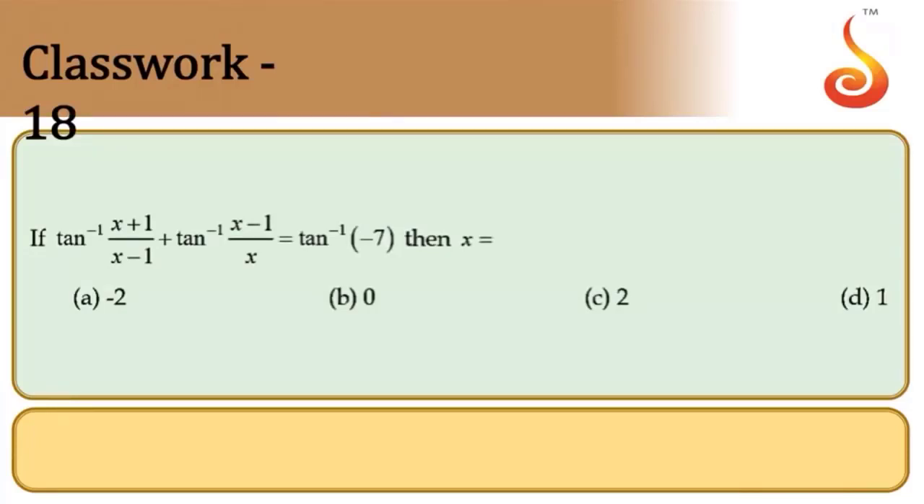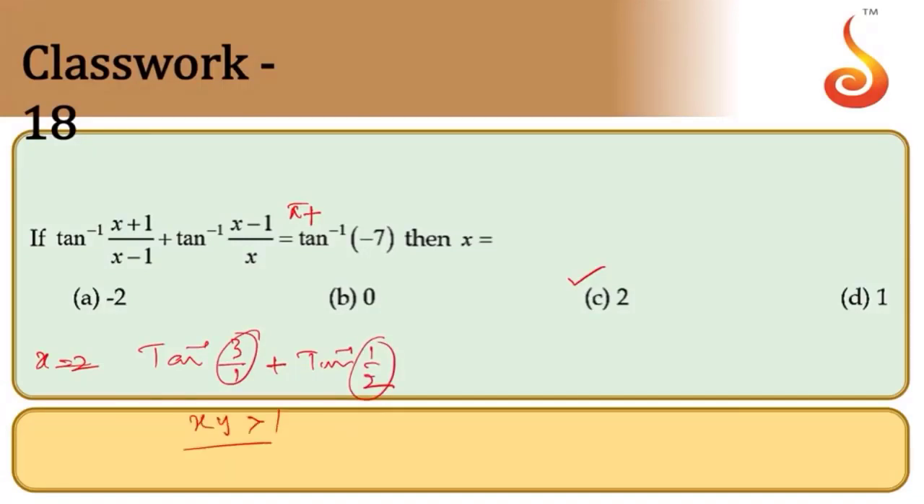Next. So actually there is one difference in the problem. It is supposed to be pi plus tan inverse of minus 7. For verification, when I take, for example, x equals 2 and substitute x equals 2, it is tan inverse of 2 plus 1, that is 3, divided by 1 minus, plus, it is tan inverse of 1 divided by 2.